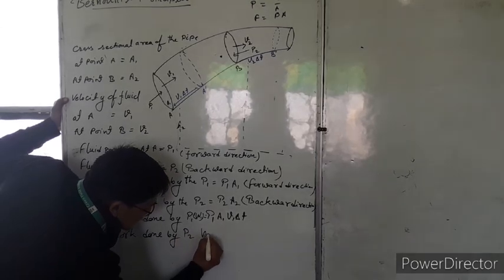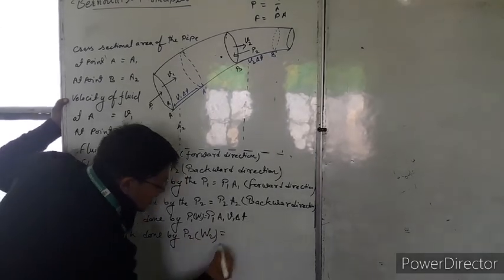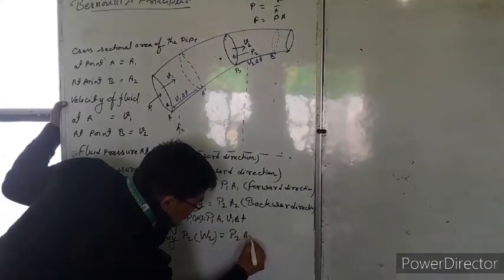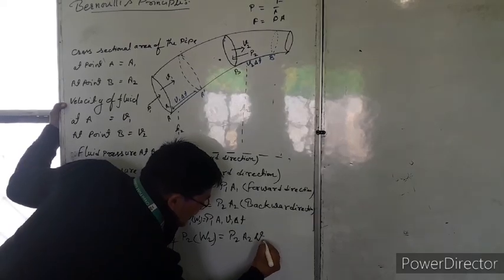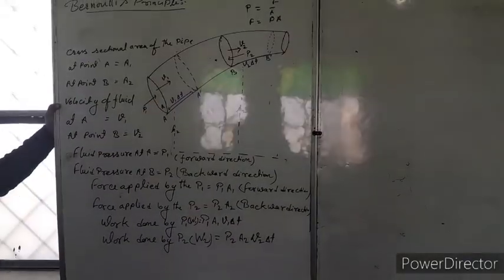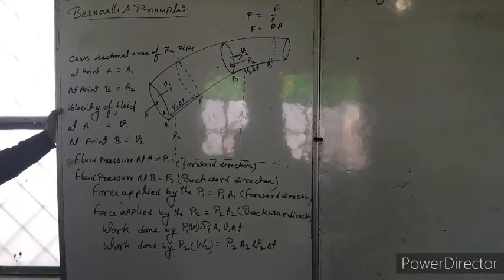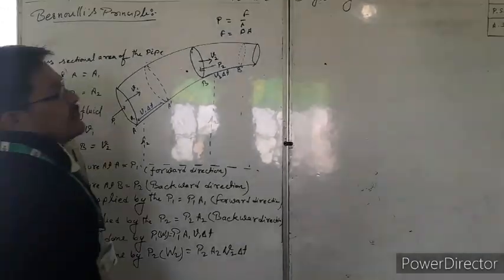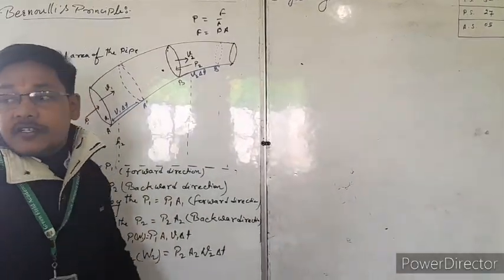P2, W2, W2. And it will be P2 A2 V2 delta T. Is that clear? Yes, sir. Any doubt? No. Now, last time we had discussed the equation of continuity.